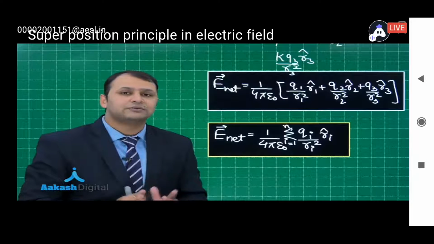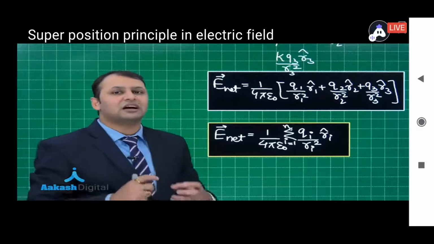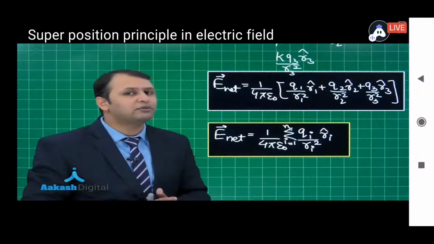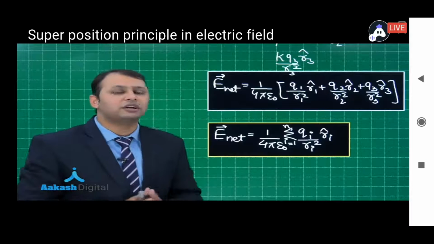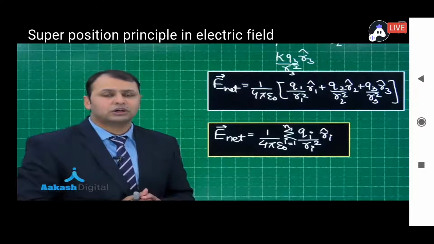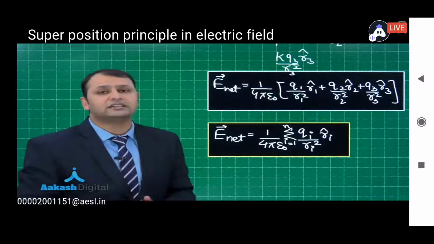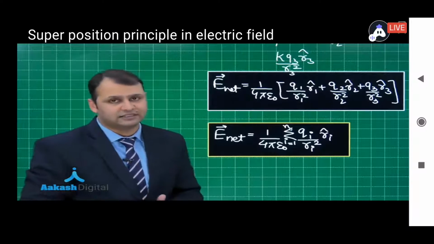But friends, just remember, this is a mathematical approach. When you solve with the help of numericals, it is going to have a very different kind of approach. So let's solve a question with the help of superposition principle and understand how it can be applied easily.